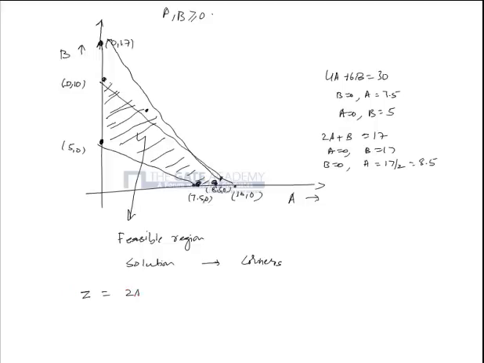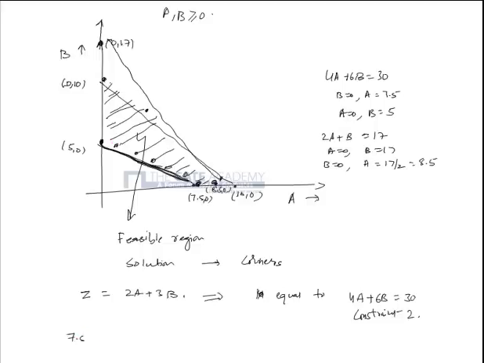Now z is 2a plus 3b. Actually, looking at this, if I draw 2a plus 3b equal to some constant, that line is parallel, or in fact it is the same as the 4a plus 6b equals 30 line, which is constraint number 2. So my objective function is always parallel to, or in fact nothing but the same as, constraint 2. So at all these points it will have the same value.